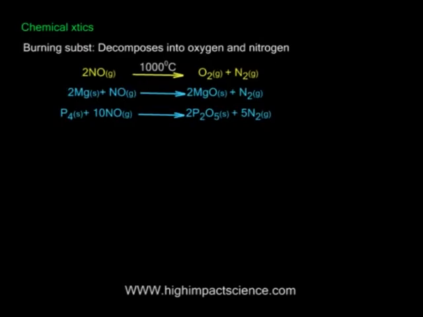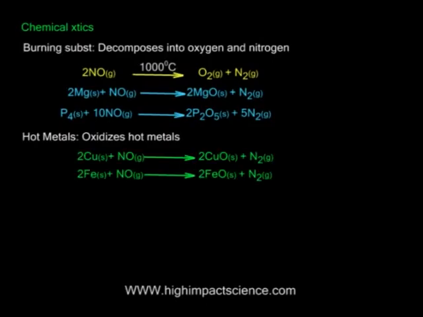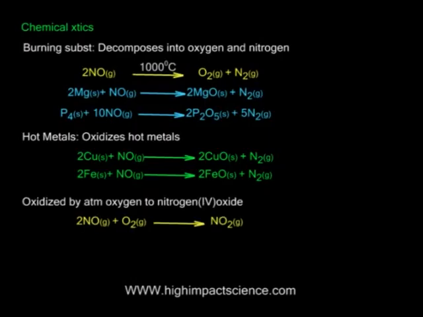It will, however, extinguish a burning wooden splint and sulfur, both of which are not hot enough to cause its decomposition. Also, nitrogen 2 oxide oxidizes hot metals, for example copper and iron, to their oxides and is itself reduced to nitrogen. Again, nitrogen 2 oxide is instantly oxidized by atmospheric oxygen to nitrogen 4 oxide.